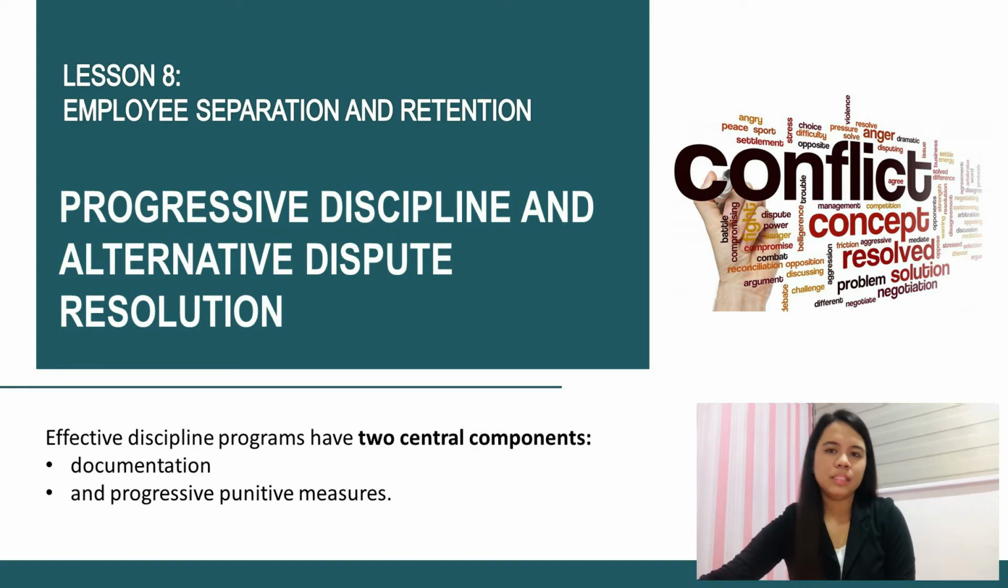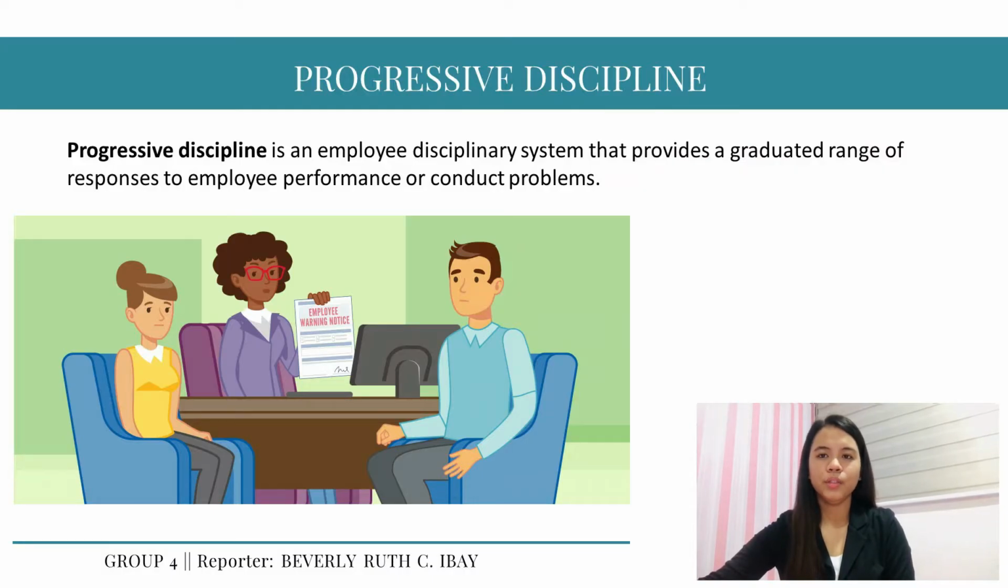Effective discipline programs have 2 central components. First, documentation, which includes specific publication of work rules and job descriptions that should be in place prior to administering discipline. Second, progressive punitive measures which allow an employee that displays improper or undesired behavior a chance to improve. Most large companies use some form of progressive discipline. Progressive discipline is an employee disciplinary system that provides a graduated range of responses to employee performance or conduct problems. All are based on the principle that the company's disciplinary response should be appropriate and proportionate to the employee's conduct.